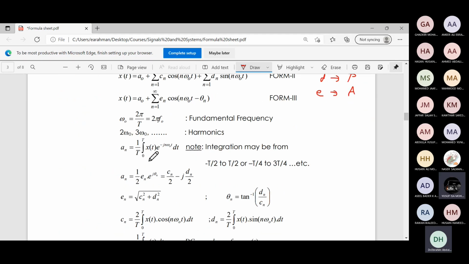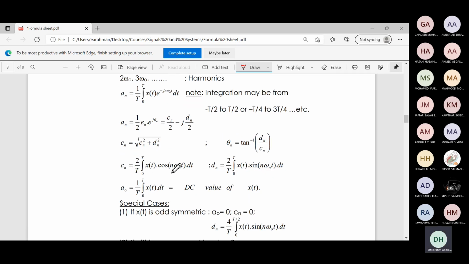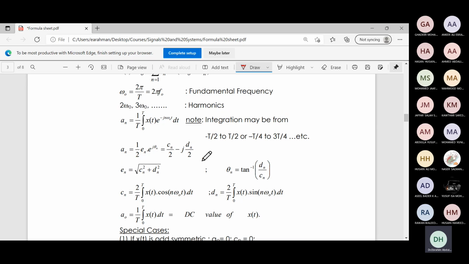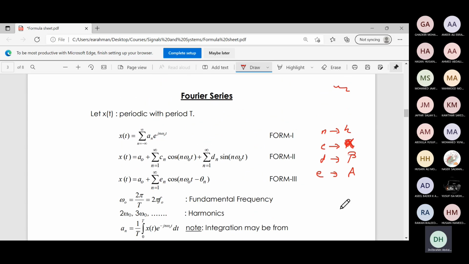And this is how to find A for form number 1. And this one is the relation between form number 3 and form number 2. This is how to find alpha and beta. And here, how to find the DC value. So you have all these formulas in the formula sheet.